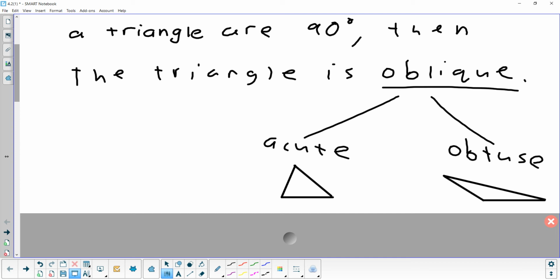And again, just to be clear up front, none of my sketches are going to be to scale. When we sketch things, it's more important what's across from what, not that we take a protractor and draw this thing perfectly.